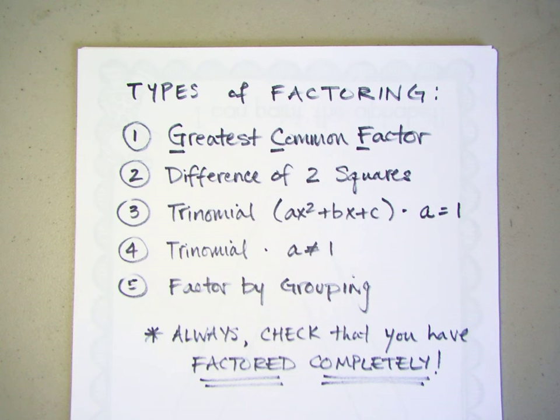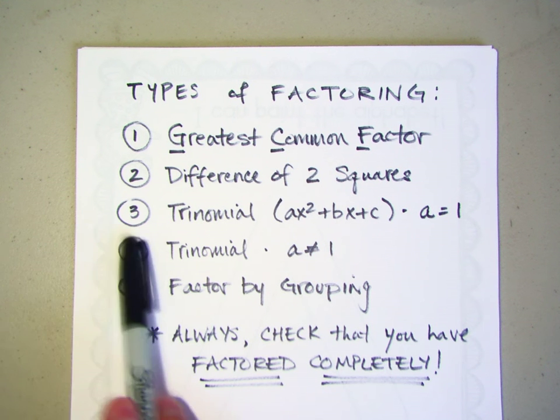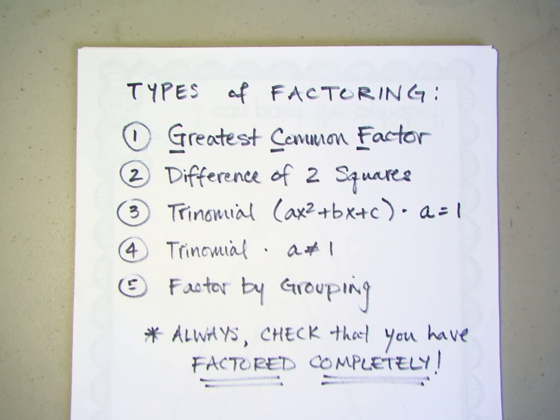Difference of two squares. As the name implies, this can only be done when you have a binomial, and the binomial does have to have a special form, a squared minus b squared. 3 and 4: a lot of books, a lot of texts, a lot of teachers separate 3 and 4 into 2 separate ways. The way I teach my class, it's the same way. There's not 2 different ways to do the same problem. We can do it the same way.